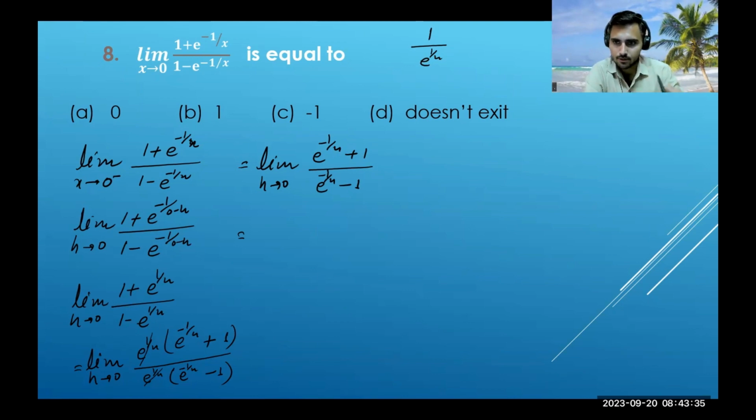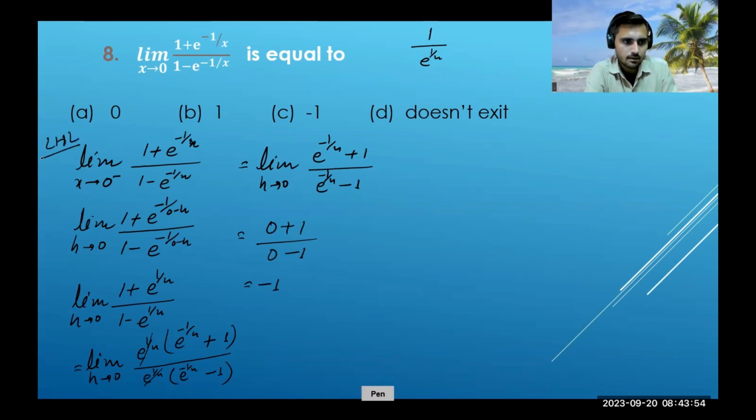So then we have infinity. So 1 upon infinity will become 0. So finally we have here 0 plus 1, and then here also 0 minus 1. So what is the value here? We have minus 1. So we have the LHL, which is minus 1, right?